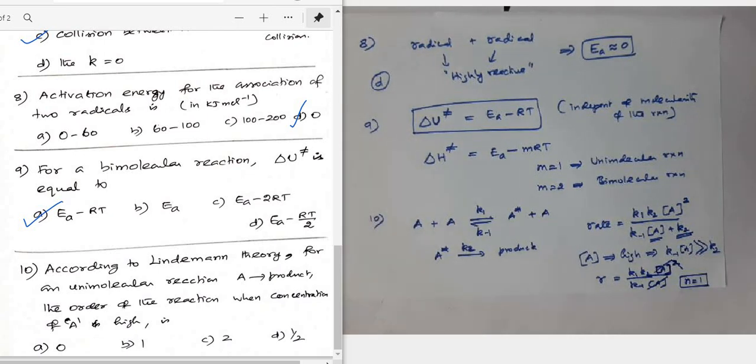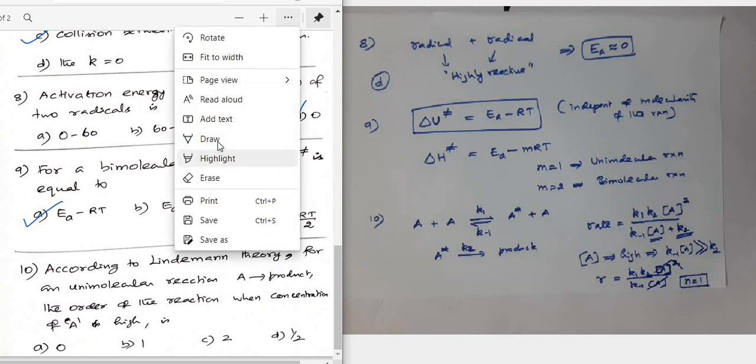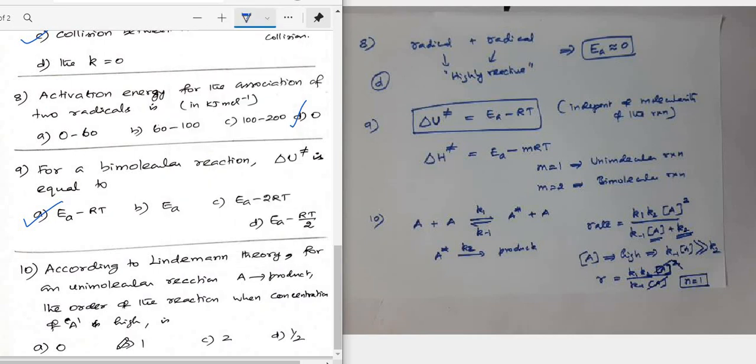So as per Lindemann theory, for a unimolecular reaction A gives product, when the concentration of A becomes very high, the order of the reaction becomes equal to 1. So the correct option for this question is option B.